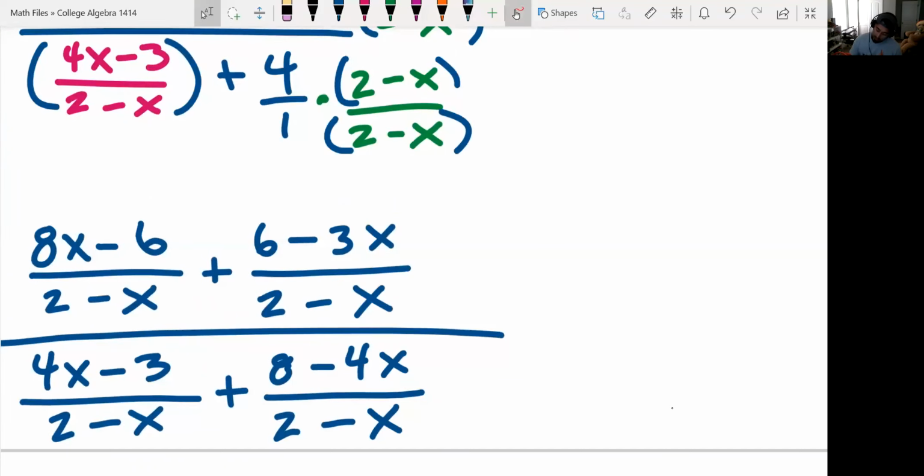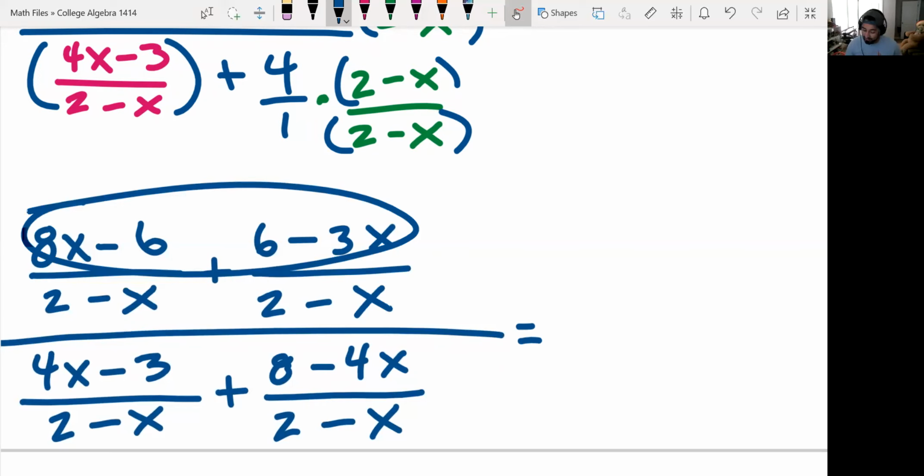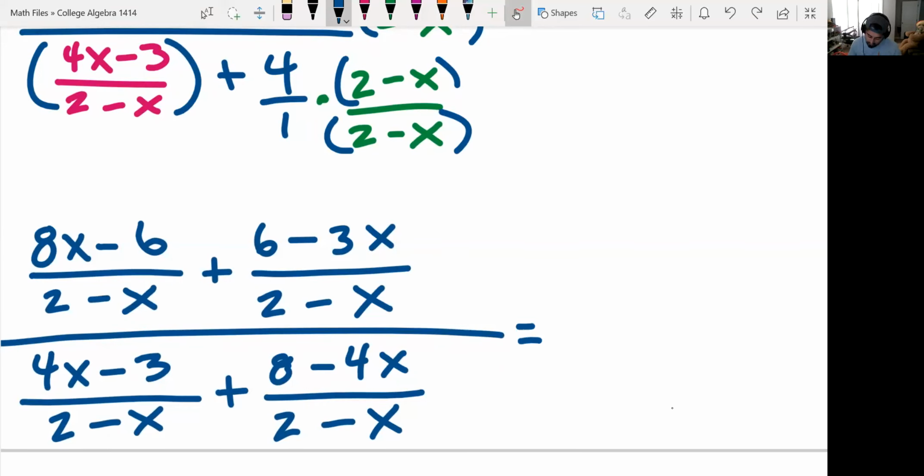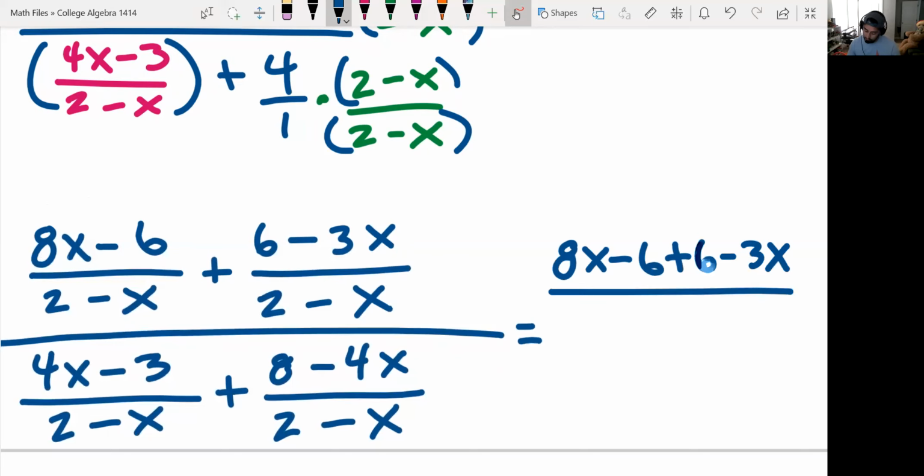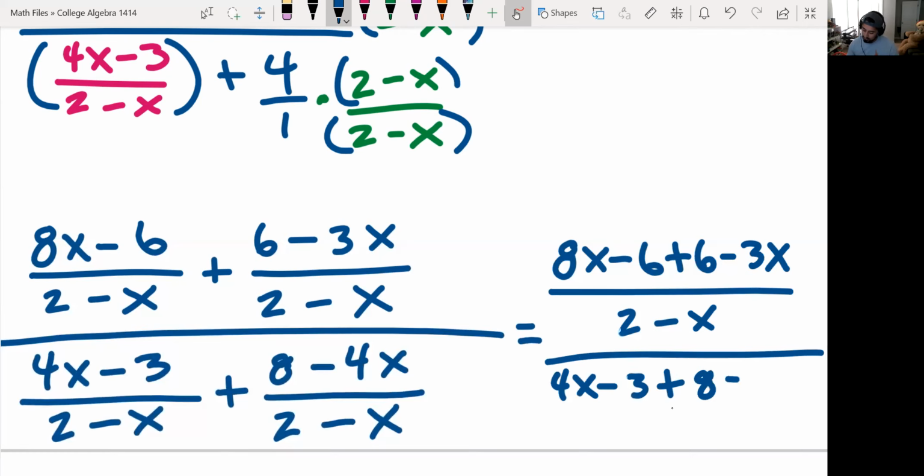Okay. Now, clean up. We have the same denominator in my numerator, which means you can combine the numerator of the numerator. Right? So you'd get 8x minus 6 plus 6 minus 3x over 2 minus x over, same thing down below, 4x minus 3 plus 8 minus 4x over 2 minus x.